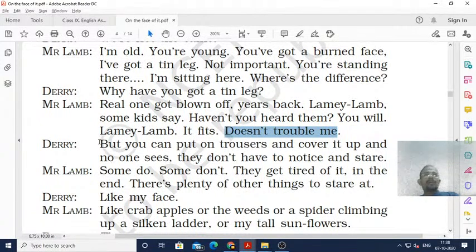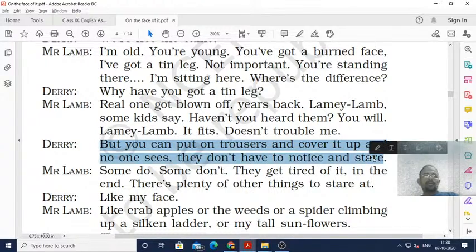Derry says, but you can put on trousers and cover it up and no one sees. They don't have to notice and stare. Derry says, of course you can cover up your thin leg, you can put on trousers, people will not see, but what about mine? What about my face? I cannot cover my face. So this is where the difference lies.